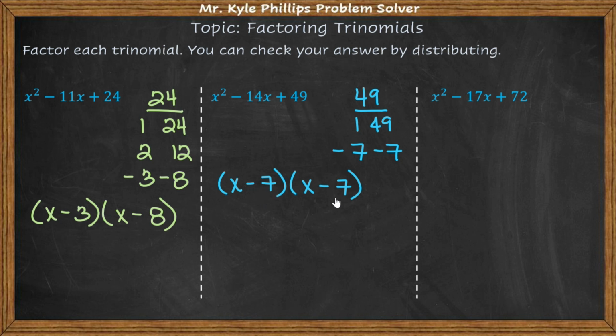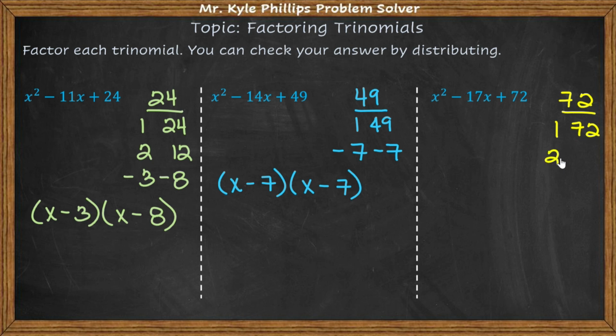Always check. What's negative 7 times negative 7? Positive 49. What's negative 7 plus negative 7? Negative 14. This works. All right, last one. 72. So I have 1 and 72. There's no way I can combine those and get 17.